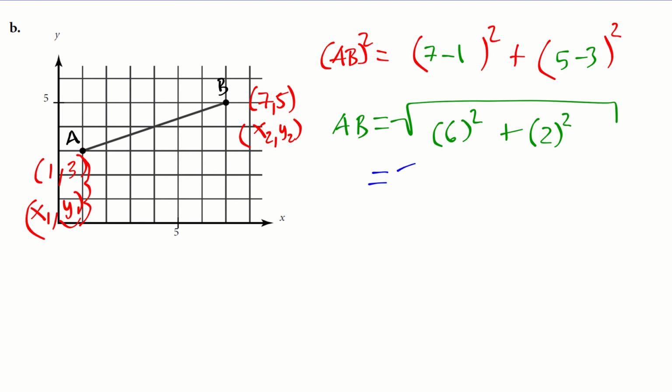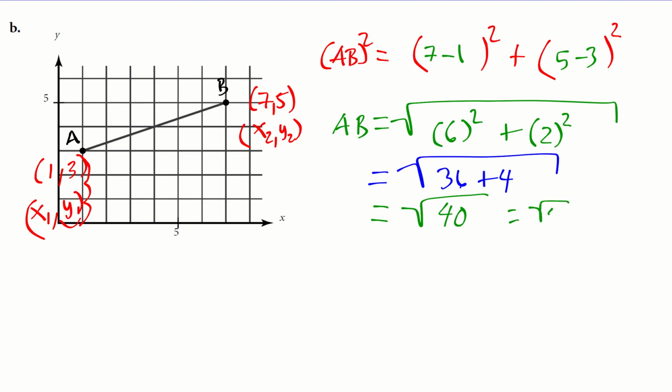What we have is the square root of 36 plus 4. Let's go a little bit further and see if we can simplify this. Remember, what we want our answers to be is in simplest radical form. So we add those two up, we get 40. Let's simplify this. What we want to do is think, is there a perfect square in 40? Matter of fact, there is, right?